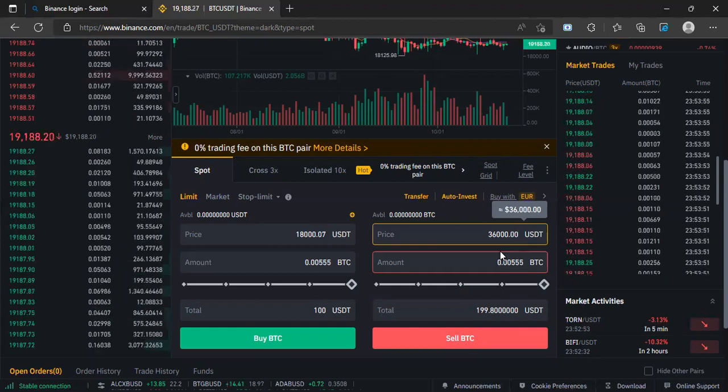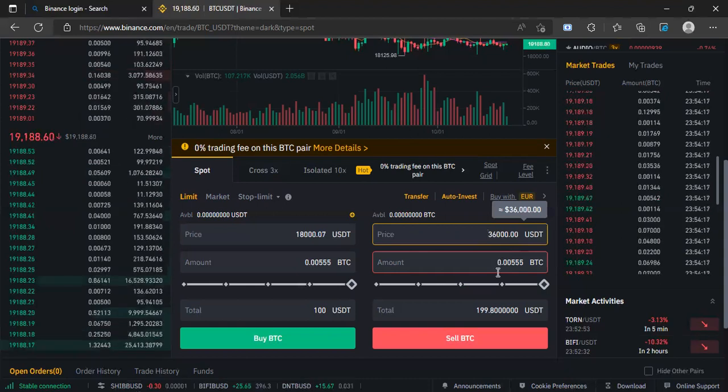So in this example, the same thing. You bought it at 18,000. So you have this much of Bitcoin, 0.00555. And then if Bitcoin goes to 36,000, which is 100%, you're gonna get $199, which is most likely 100% of what you bought of Bitcoin. So yeah, this is if you'd like to trade it spot.